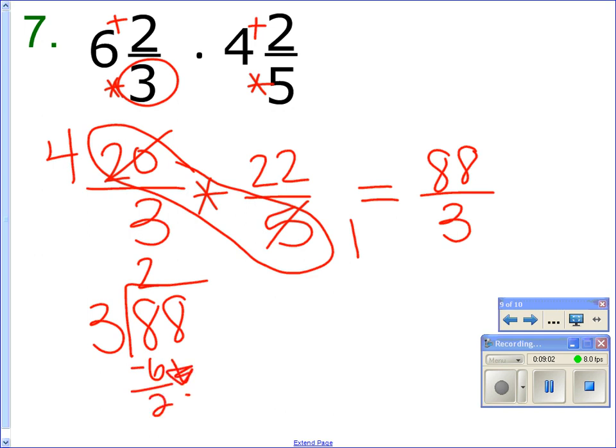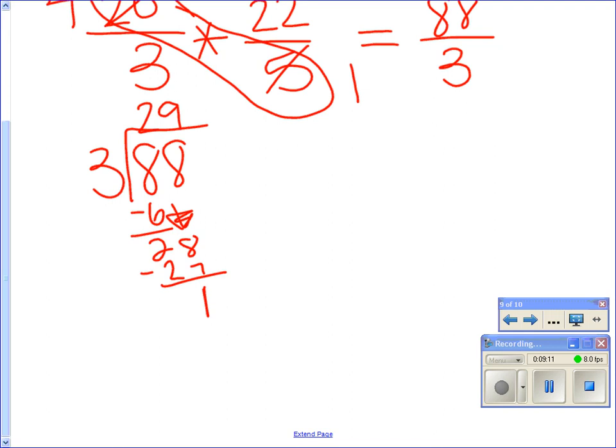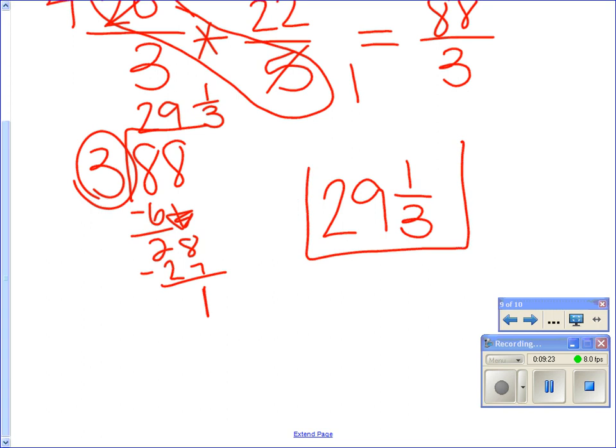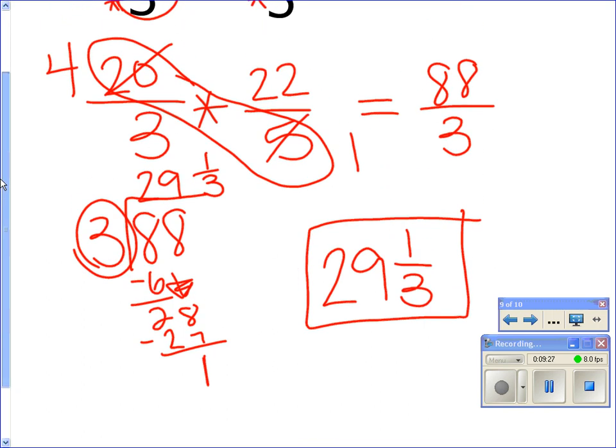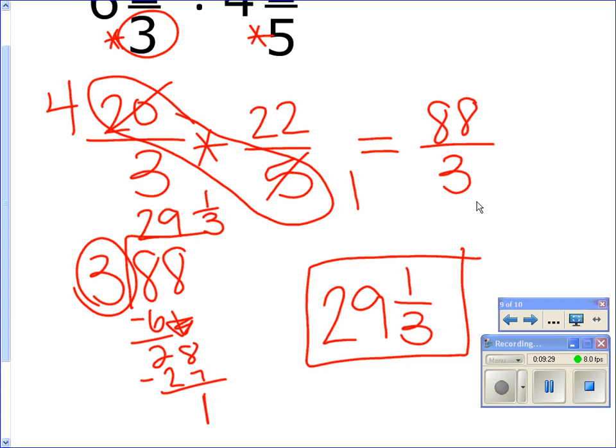Bring down the 8. 3 goes into 28 9 times. You get 27. Now we have 1. Where does the 1 go? It becomes the numerator. And our denominator is the number on the outside of the house. So our final answer for this problem is 29 and 1/3. You always, always, always want to simplify your improper fractions to a mixed number.